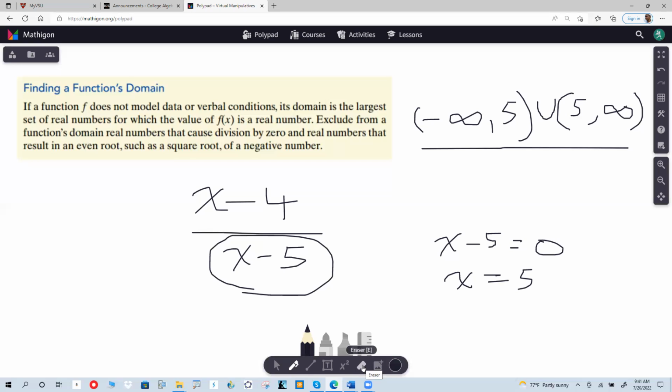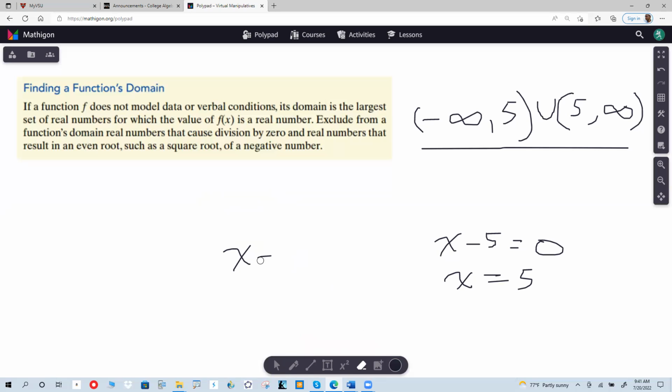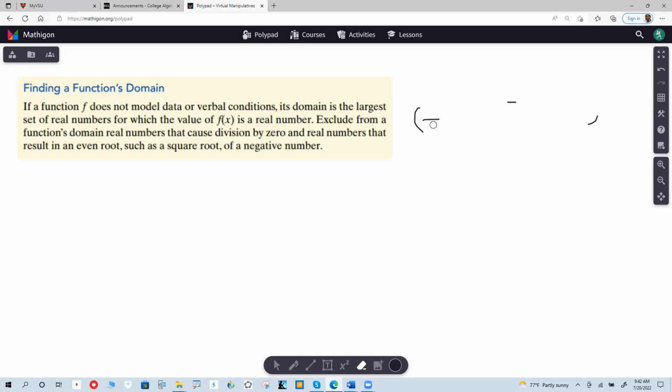Let me give you another example. Let me erase this. This is really the same topic. You cannot divide by 0. So this time, I'm going to give you this function and ask you to find the domain of this function.